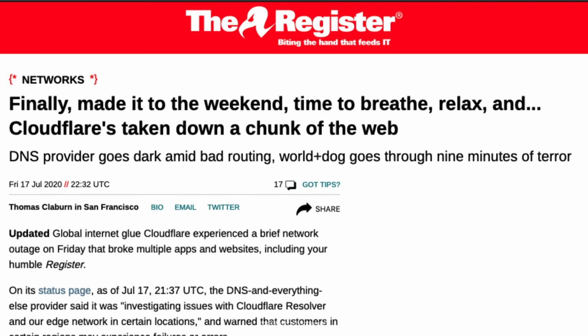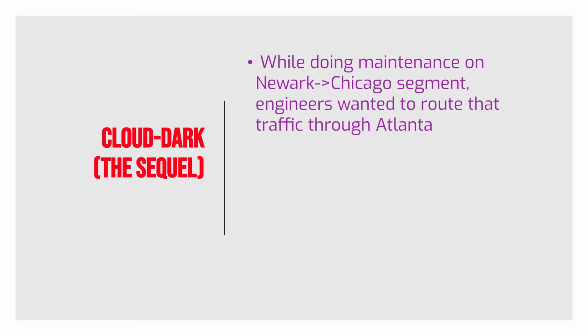Now let's get back to Cloudflare for a second. They took down a chunk of the internet again, within a year. You see, in July 2020, something very similar happened again. The funny part in that story is that it was very similar.